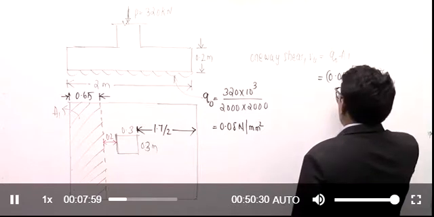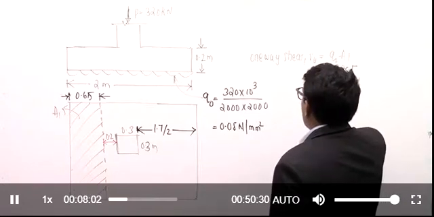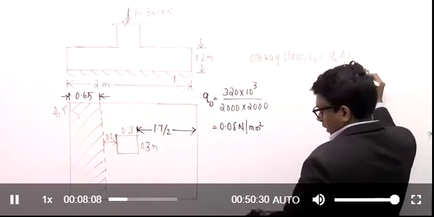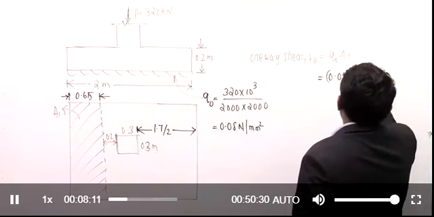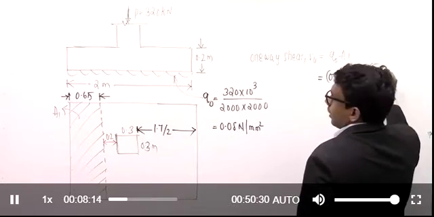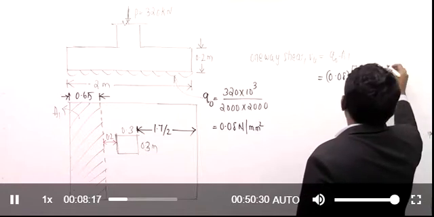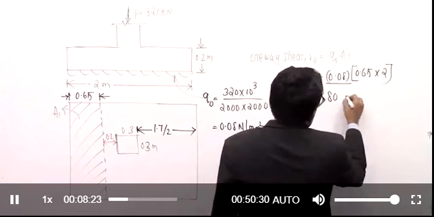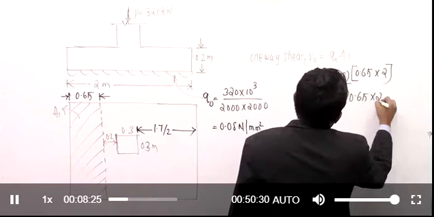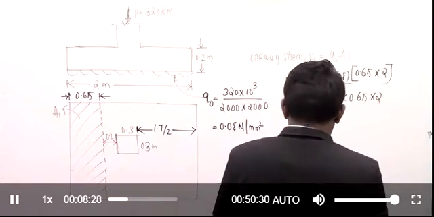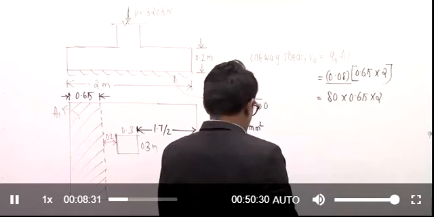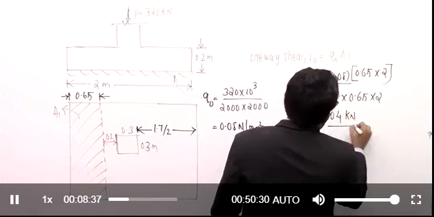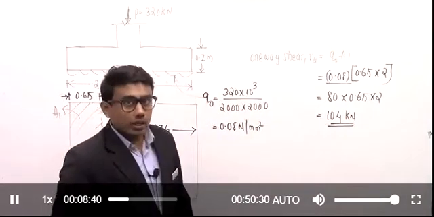Or we can consider this q0 in Newton per meter square also. It is 0.65 into the length, which is 2 meter. Let's better calculate it as 80 kilonewton per meter square into 0.65 into 2. That will give the one-way shear. 80 into 0.65 into 2. The answer is 104 kilonewton, which will be the one-way shear.